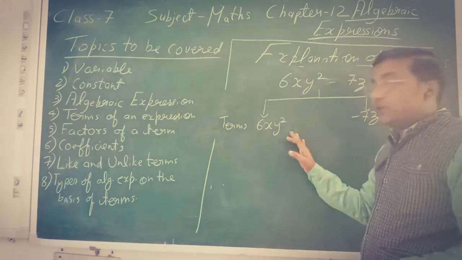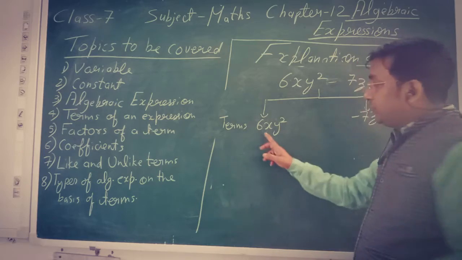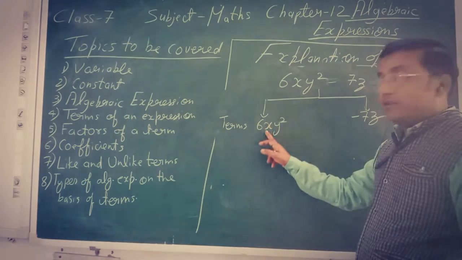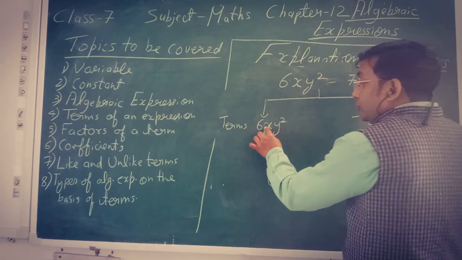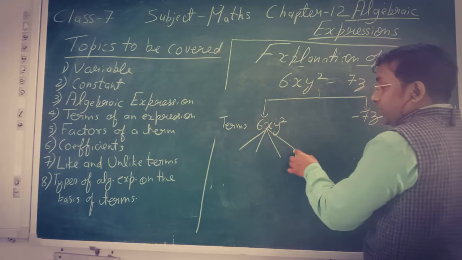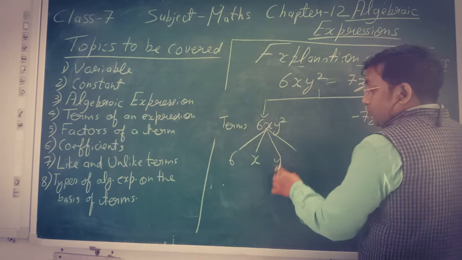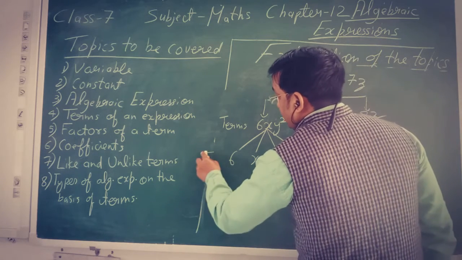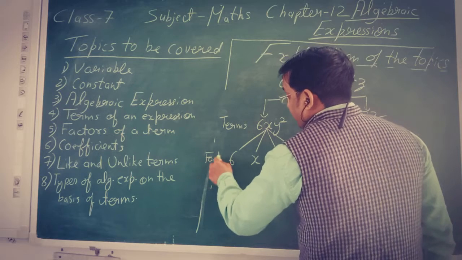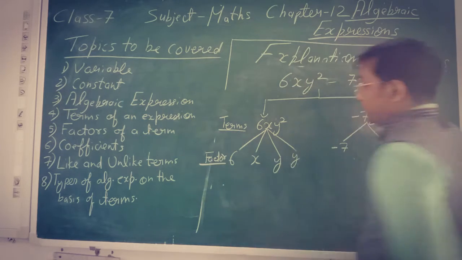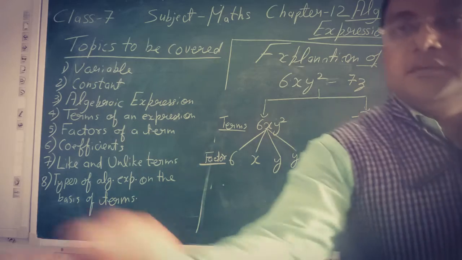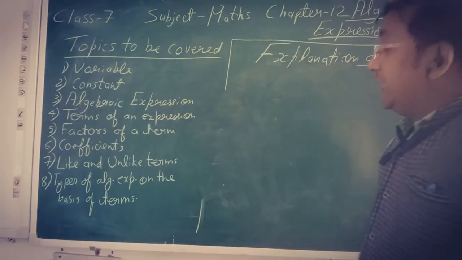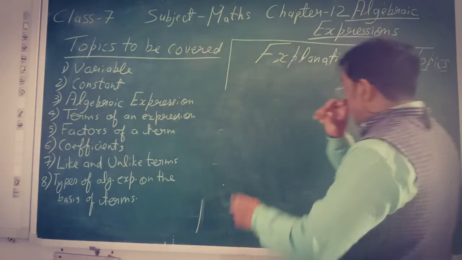Now it's time to write down the factors. Now if you see, there is 6x and this thing, y square. So this will have 4 factors: 6, x, y and y. These are the factors. Here also there will be 2 factors, minus 7 and z. So these are the factors. This is the tree method. Now, the next topic is coefficients. Another important topic.